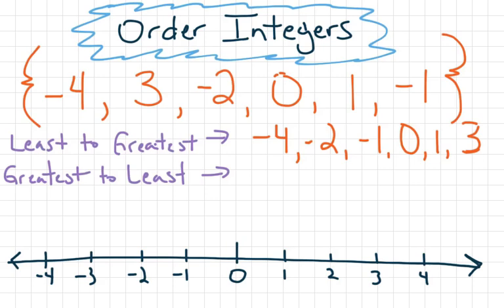So that would be in order from least to greatest. And obviously if I wanted to put these from greatest to least, it would be the reverse of that. 3 would be the greatest number, followed by 1, 0, -1, -2, and -4. So there you go. That's putting numbers in order, either least to greatest or greatest to least.